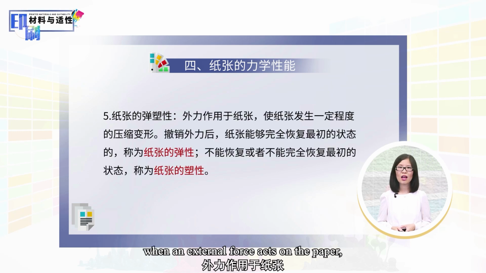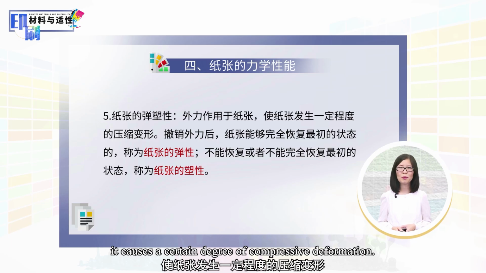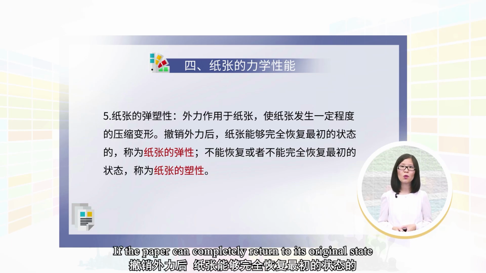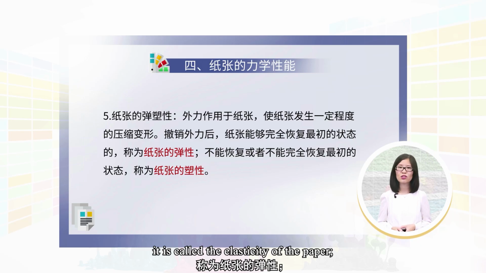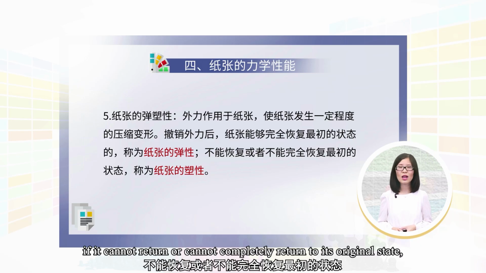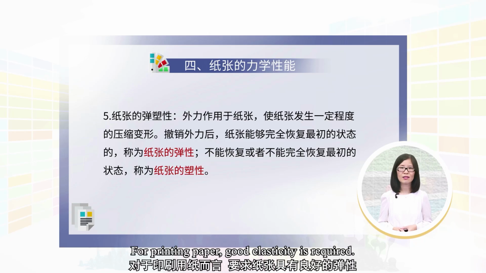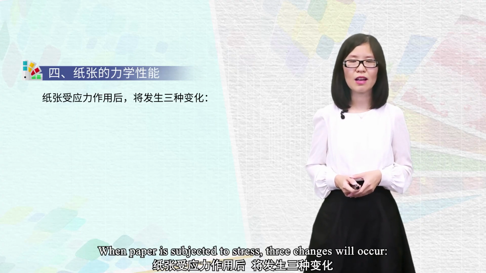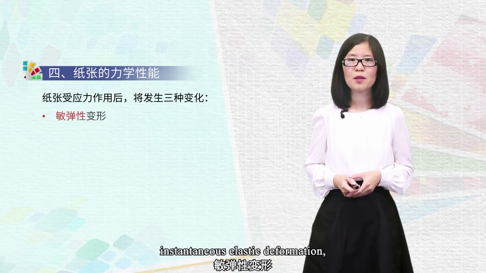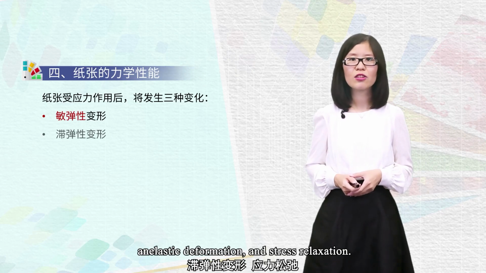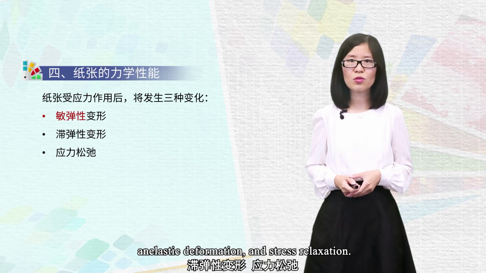When an external force acts on the paper, it causes a certain degree of compressive deformation. If the paper can completely return to its original state after the external force is removed, it is called the elasticity of the paper. If it cannot return or cannot completely return to its original state, it is called the plasticity of the paper. For printing paper, good elasticity is required. When paper is subjected to stress, three changes will occur: instantaneous elastic deformation, anelastic deformation, and stress relaxation.